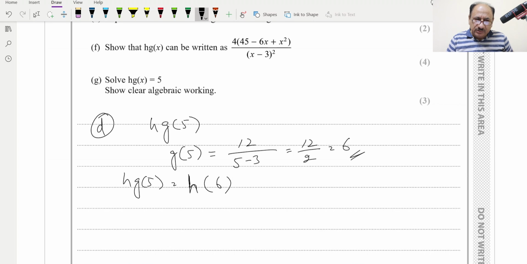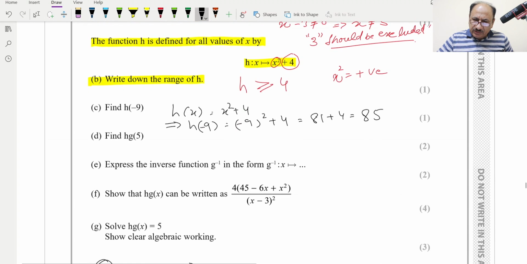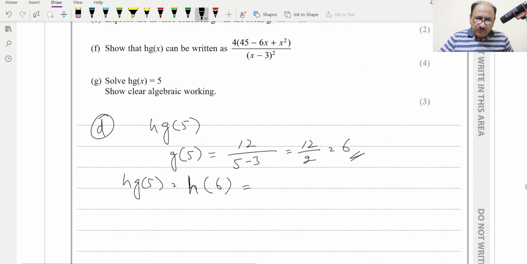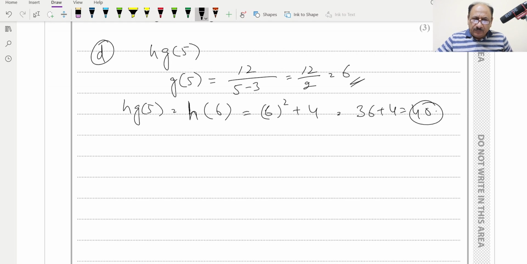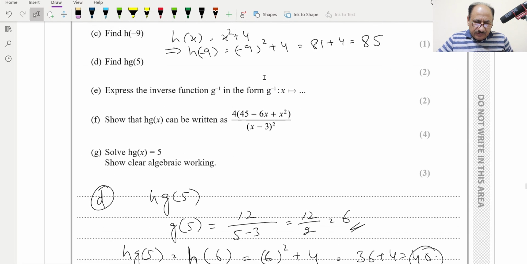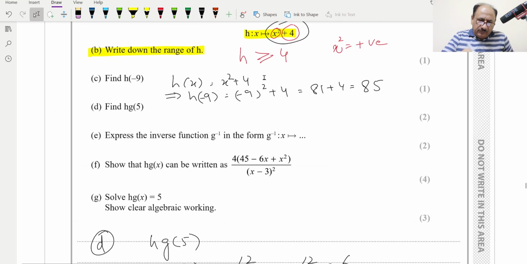We replace this value in h. So h of 6, where h of x is equal to x squared plus 4, will be 6 squared plus 4, which is equal to 36 plus 4, which is equal to 40. This will be the answer for this one. Now we are done with C part and with D part.